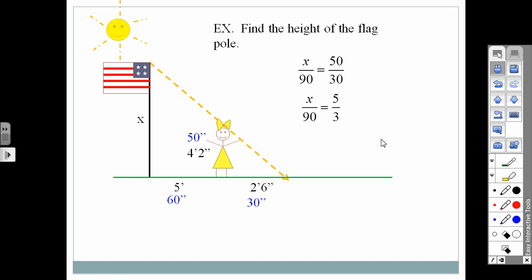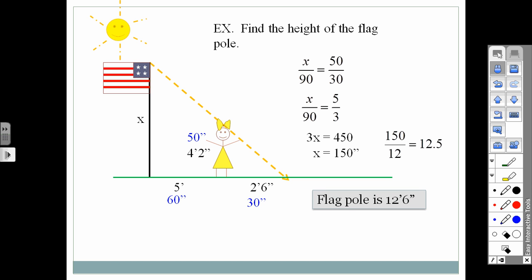Okay, so we can simplify and cross multiply and divide, and we end up getting that the height of the flagpole is 150 inches. But since the problem gave us these measurements in feet and inches, we should probably put the answer in feet and inches. So to do that, we're going to take the 150 and divide by 12. And we get 12.5. So that means that the flagpole is 12 feet 6 inches.